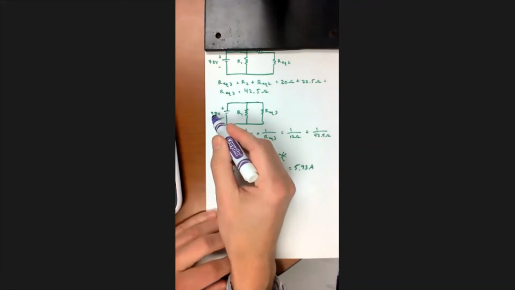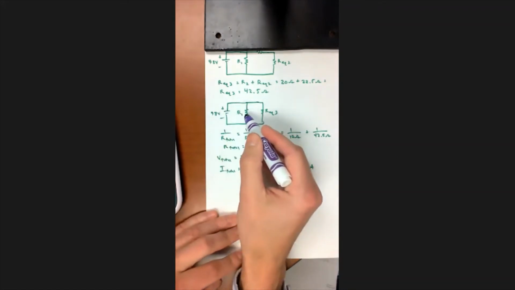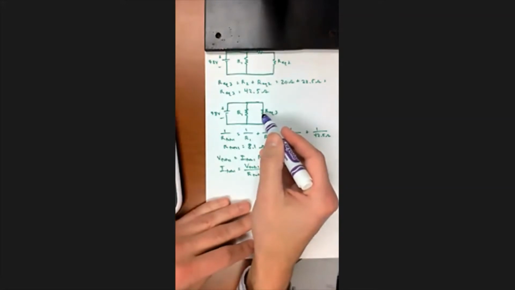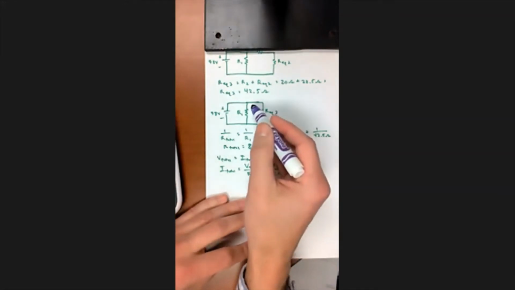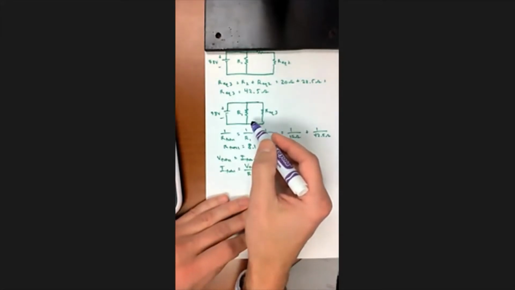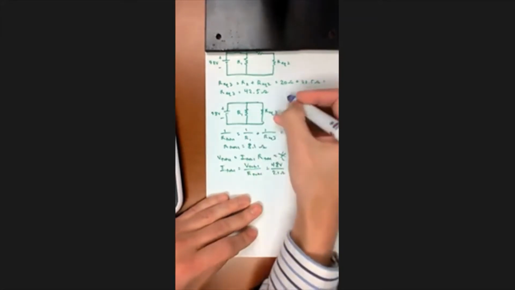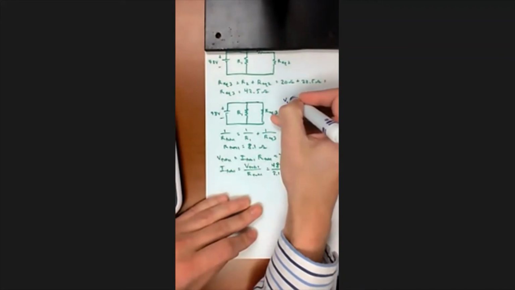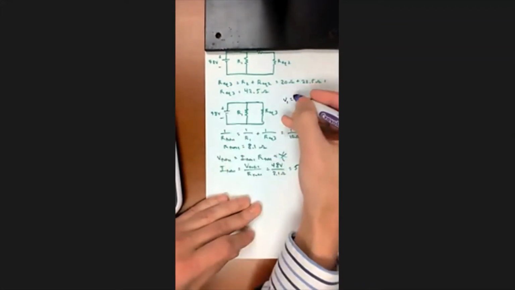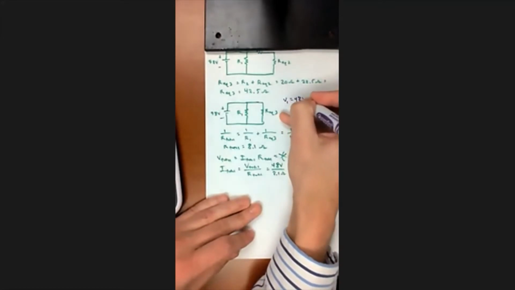Well, we have 48 volts applied, and we have R1 and R equivalent 3 in parallel, right? What do we know about parallel circuits? They have the same voltage drop across them. They have to. So what I know about this is I know what V1 is. V1 is equal to V applied here. So V1 is 48 volts.